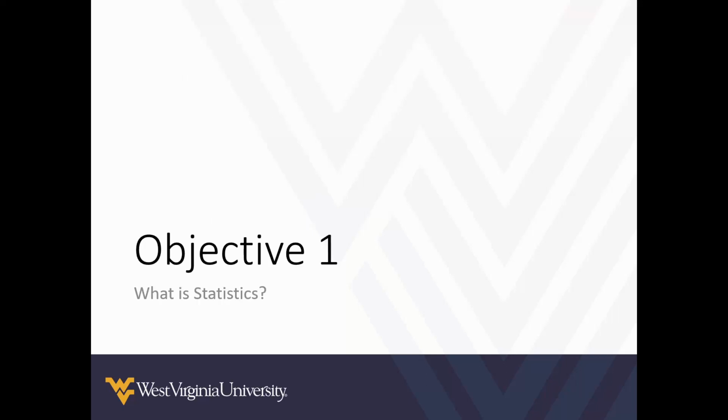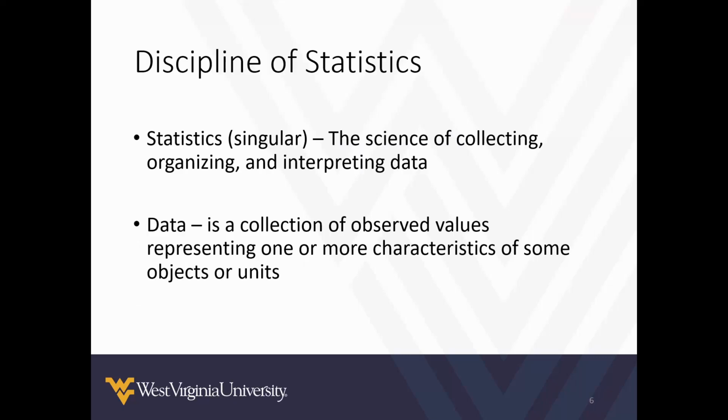Let's get started. So the best way to start an introduction to statistics course is to talk about what is statistics. There are going to be two terms called statistics that we'll use in this class. The first one is the subject, statistics. Statistics is the science of collecting, organizing, and interpreting data. That word data, though small, does have a powerful meaning in this course. Data is a collection of observed values representing one or more characteristics of some objects or units.